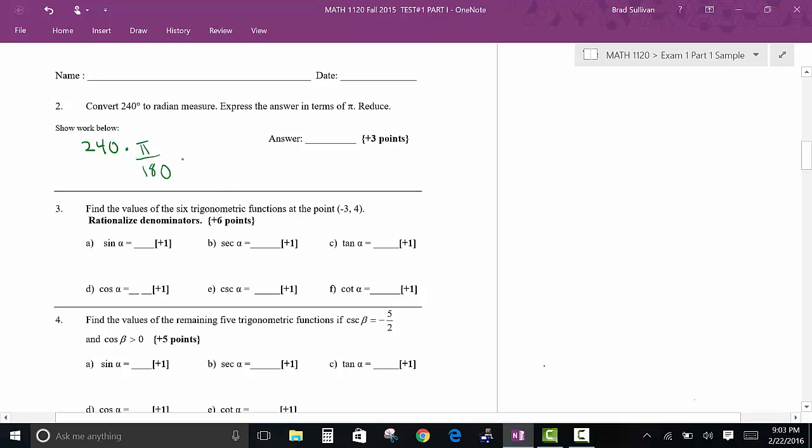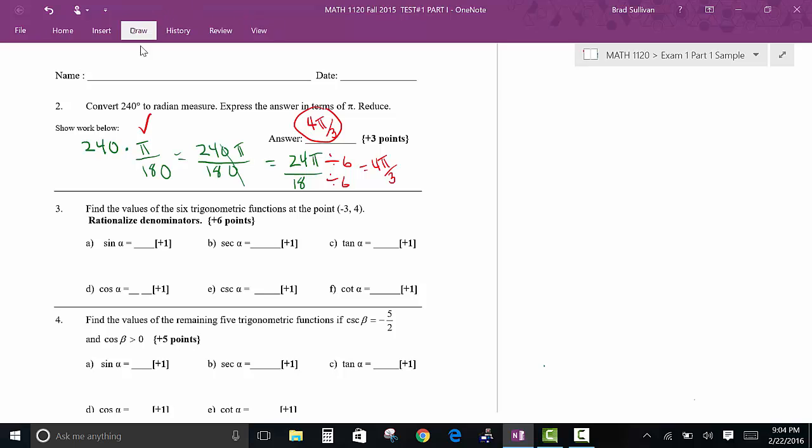Okay, so if we multiply that together, we would get 240 pi over 180. Of course, the zeros cross out, leaving you 24 pi over 18. Now what you can do is you can reduce this fraction by 6. Both of those numbers divide by 6. So it's going to give 4 pi over 3 as the solution to the problem. So that's just multiply by pi over 180 and reduce. Very simple thing to do.